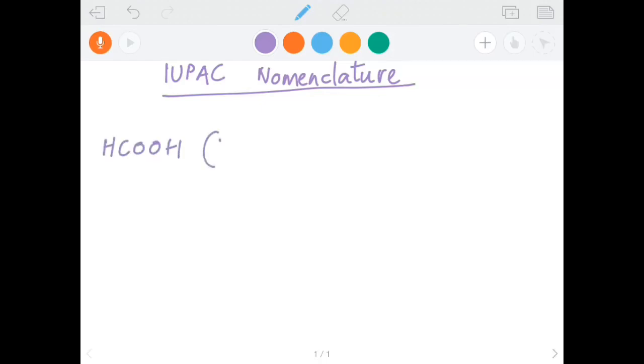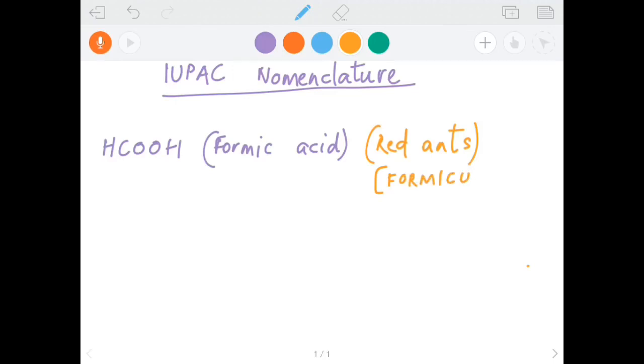Let's take a very popular acid called formic acid. If you go back to how formic acid even got its name, it got its name from red ants, because every time a red ant stings you, it injects formic acid into you, and in a native language formic acid was derived from the word formicus, which meant red ants.